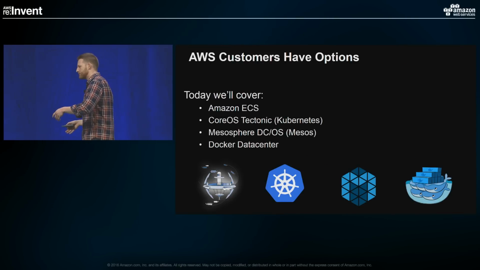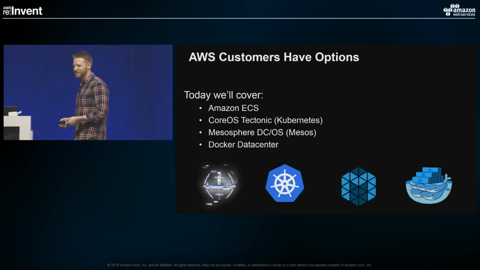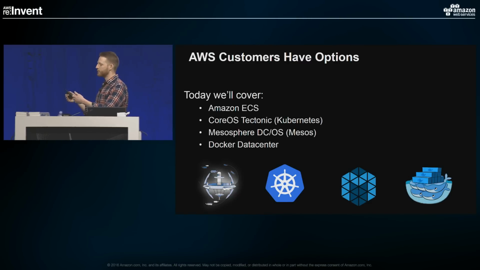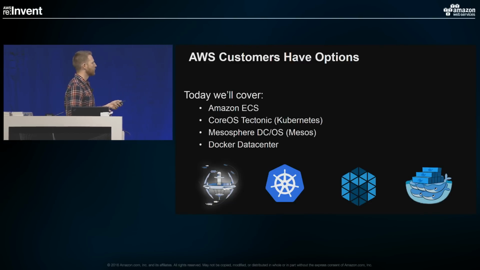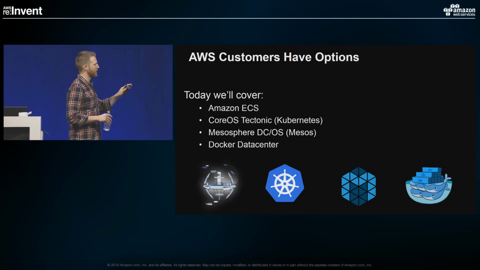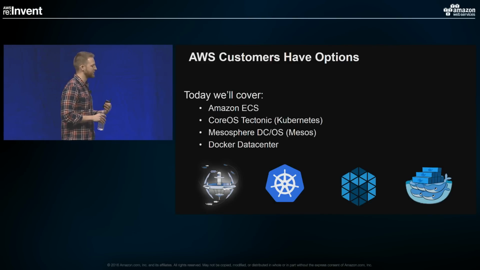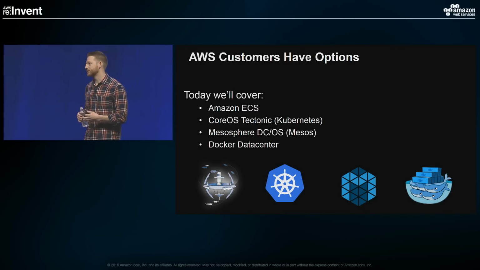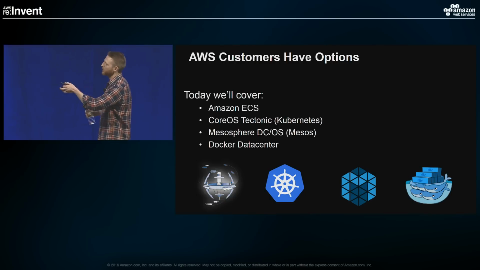So let's get into the actual meat and potatoes of this presentation. Let's talk about, if you want an orchestration framework on AWS, what are your primary options? I've chosen 4 to cover today, and I think these are the 4 most common that we see on AWS. In no particular order, we'll cover Amazon ECS, or EC2 Container Service, which is the service we've built for running containers at scale. We'll talk about a Kubernetes distribution, which is Tectonic by CoreOS.